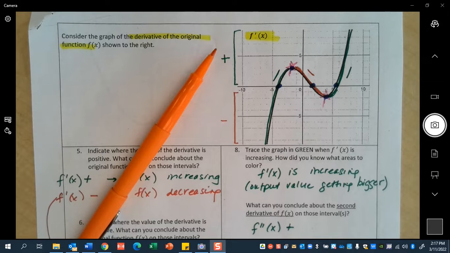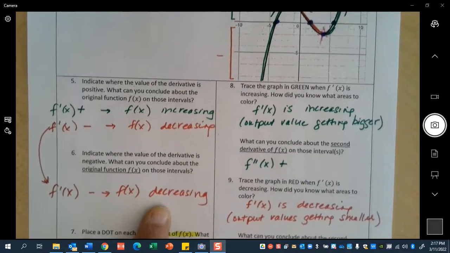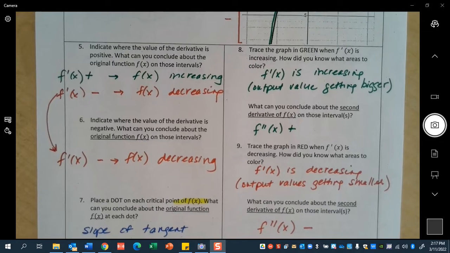All right. So now, and that answers 5 and 6. So I kind of got ahead of myself here because it says indicate where the value of the derivative is positive and where the value of the derivative is negative. So wherever the value of the derivative is positive, my original function is getting bigger. If the value of my derivative is negative, my original function is getting smaller. Grace, am I still okay on 5 and 6?